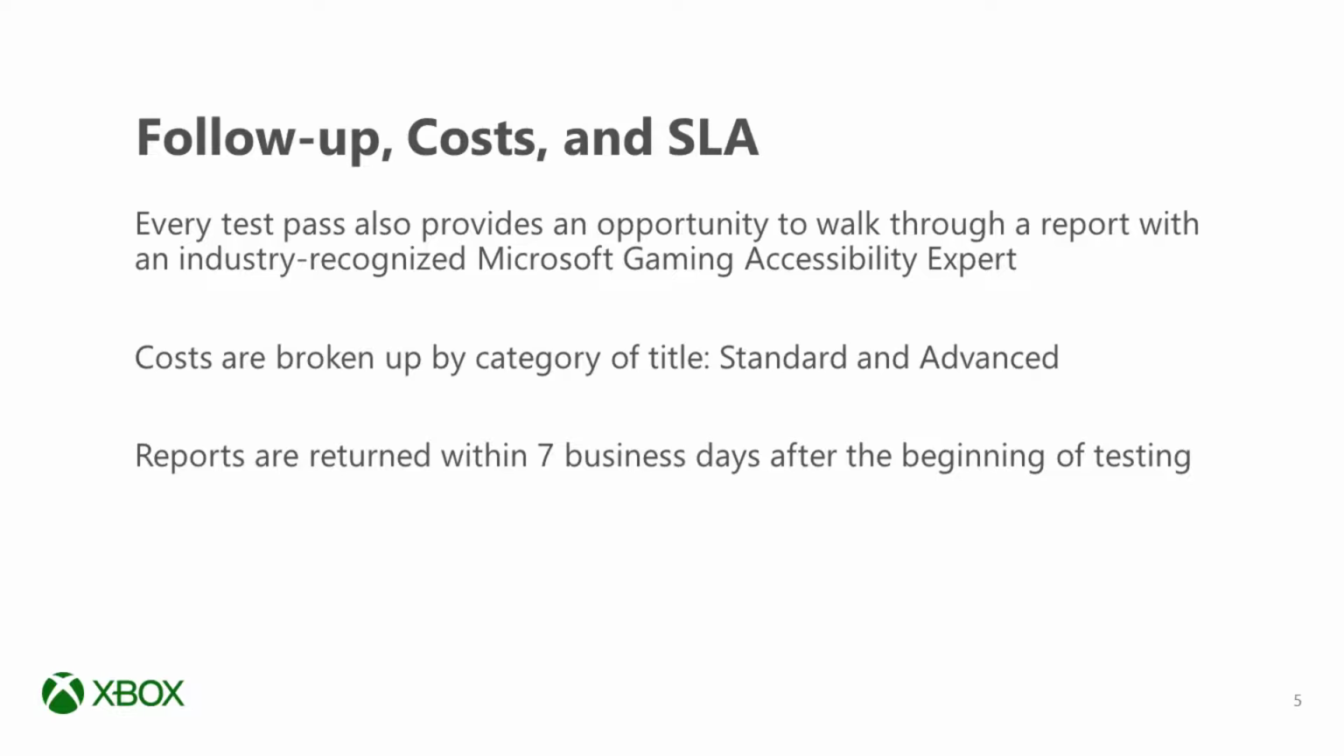The next question I frequently get about the program is cost. There is a testing cost for the program. Costs are broken up by category of title, standard, and advanced. Our reason for doing this was to ensure that smaller indie developers could have their titles tested for as low of a price as possible, while large AAA titles, which tend to be a bit more complex, could have a thorough accessibility test pass. For more information on the exact costs for both standard and advanced test passes, please contact your Microsoft Publishing Partner Manager or your ID at Xbox contact.